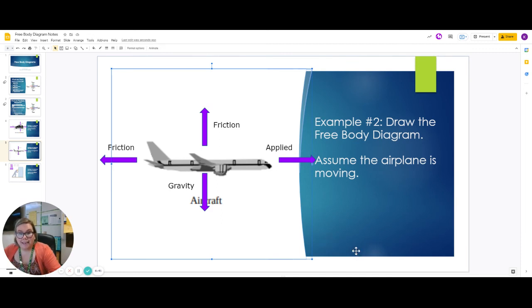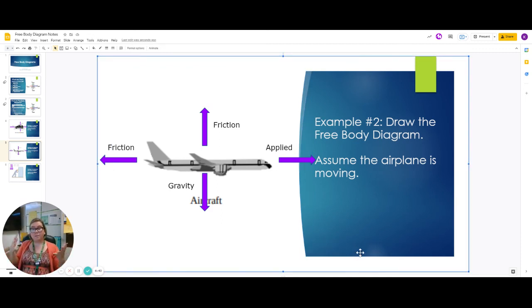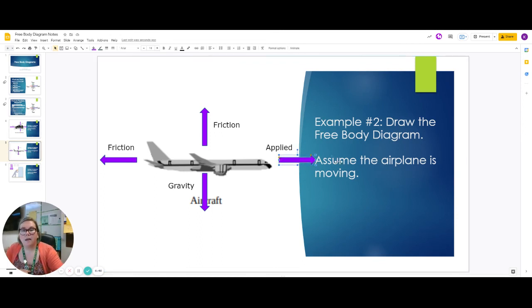The last thing is, again, one of our arrows has to be bigger to show our motion. So in that case, I'm going to make my applied arrow way big, I'll scoot it back a bit, to show that our plane is moving to the right.